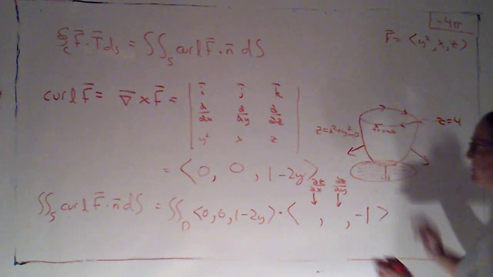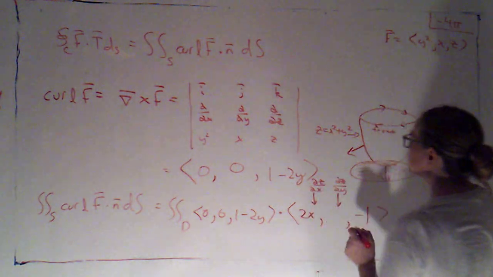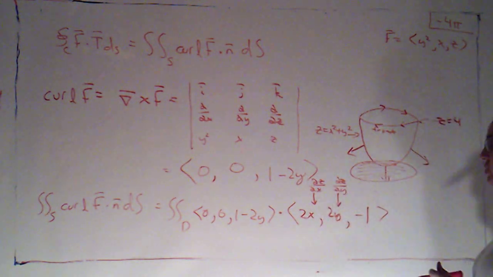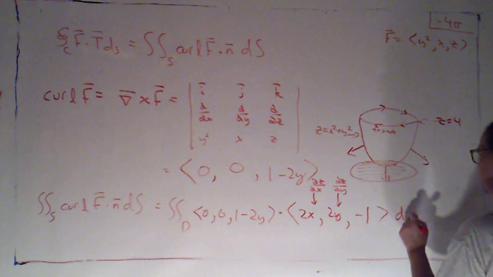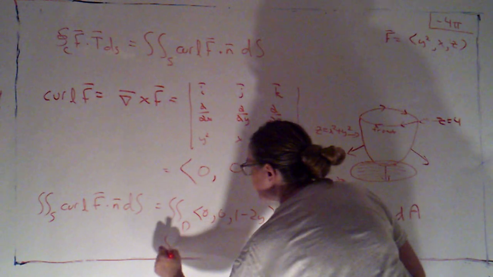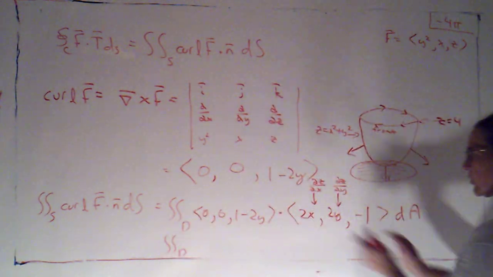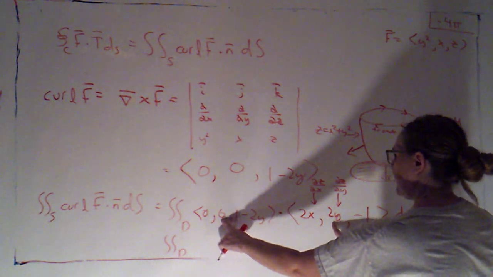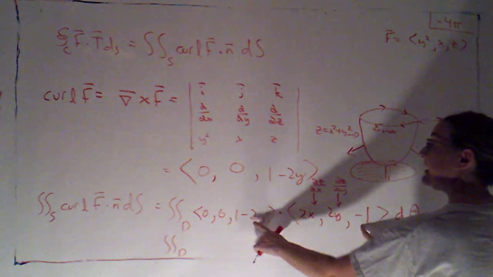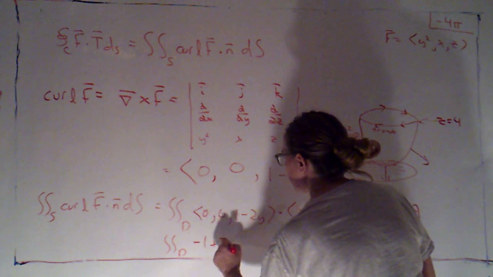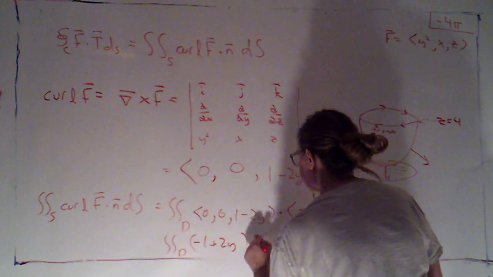Okay. So partial of z with respect to x will just be 2x. Partial of z with respect to y will just be 2y. And then we're integrating that dA. So that's going to be the double integral over D. Let's just work out that dot product. I'm going to get nothing plus nothing. And then negative 1 times 1 minus 2y is going to be minus 1 plus 2y dA.